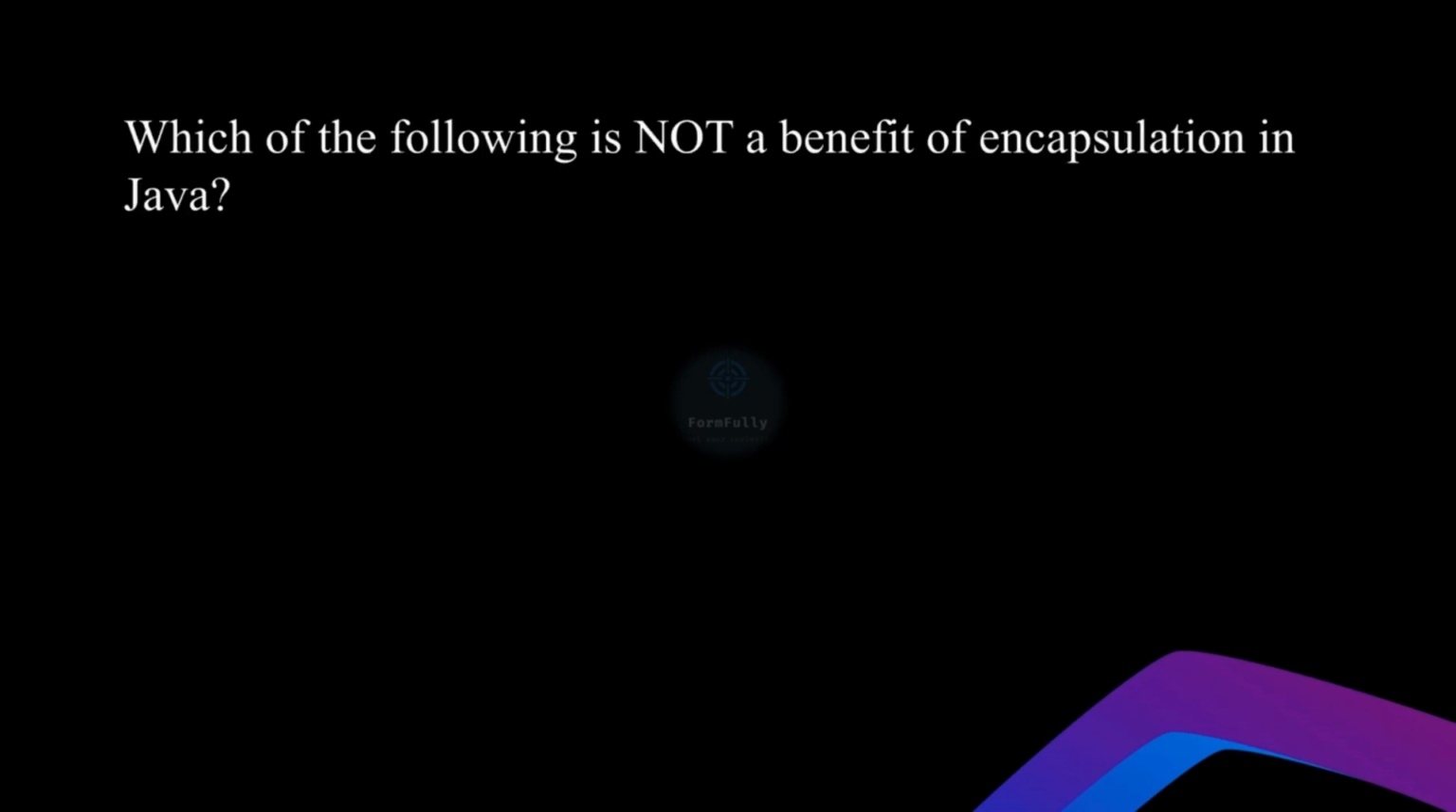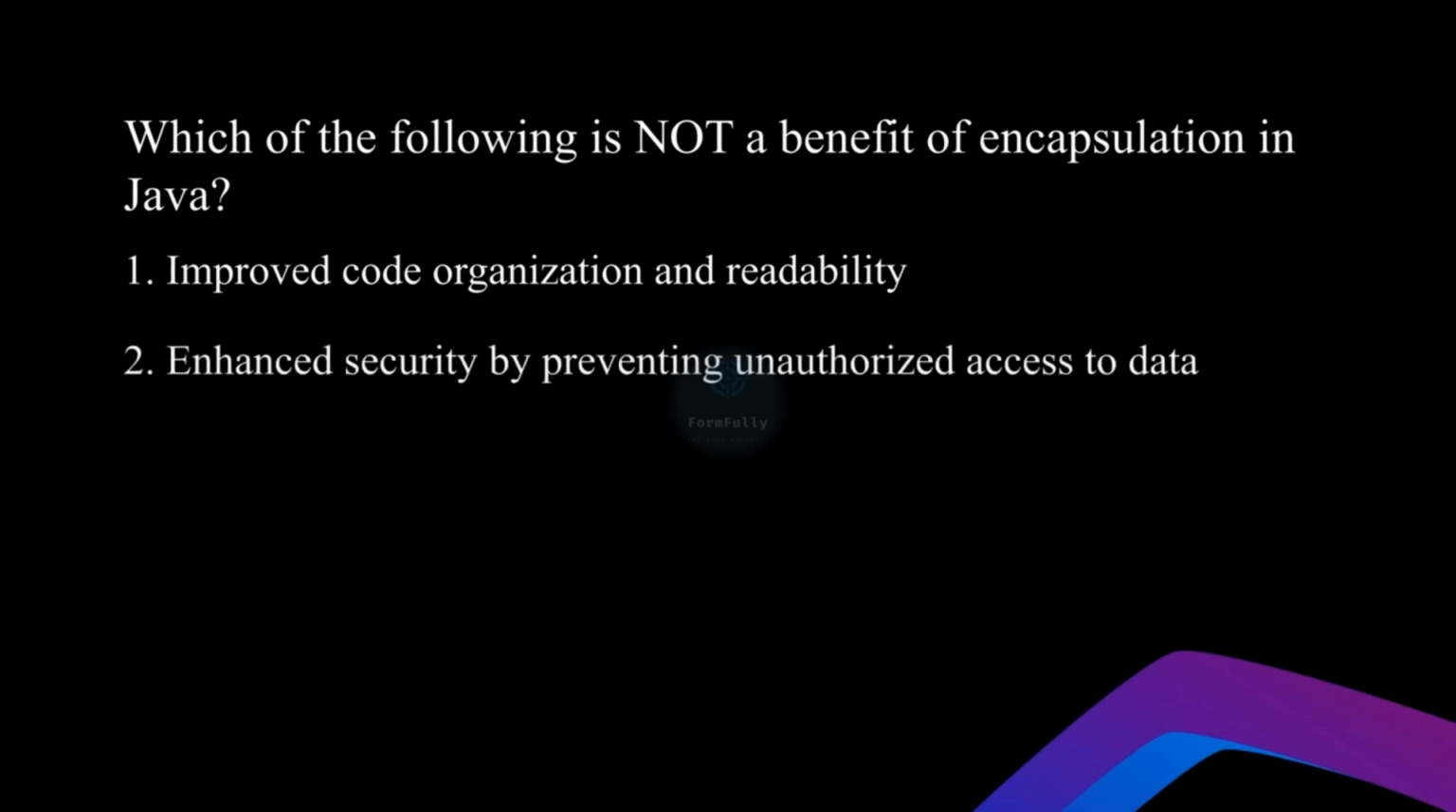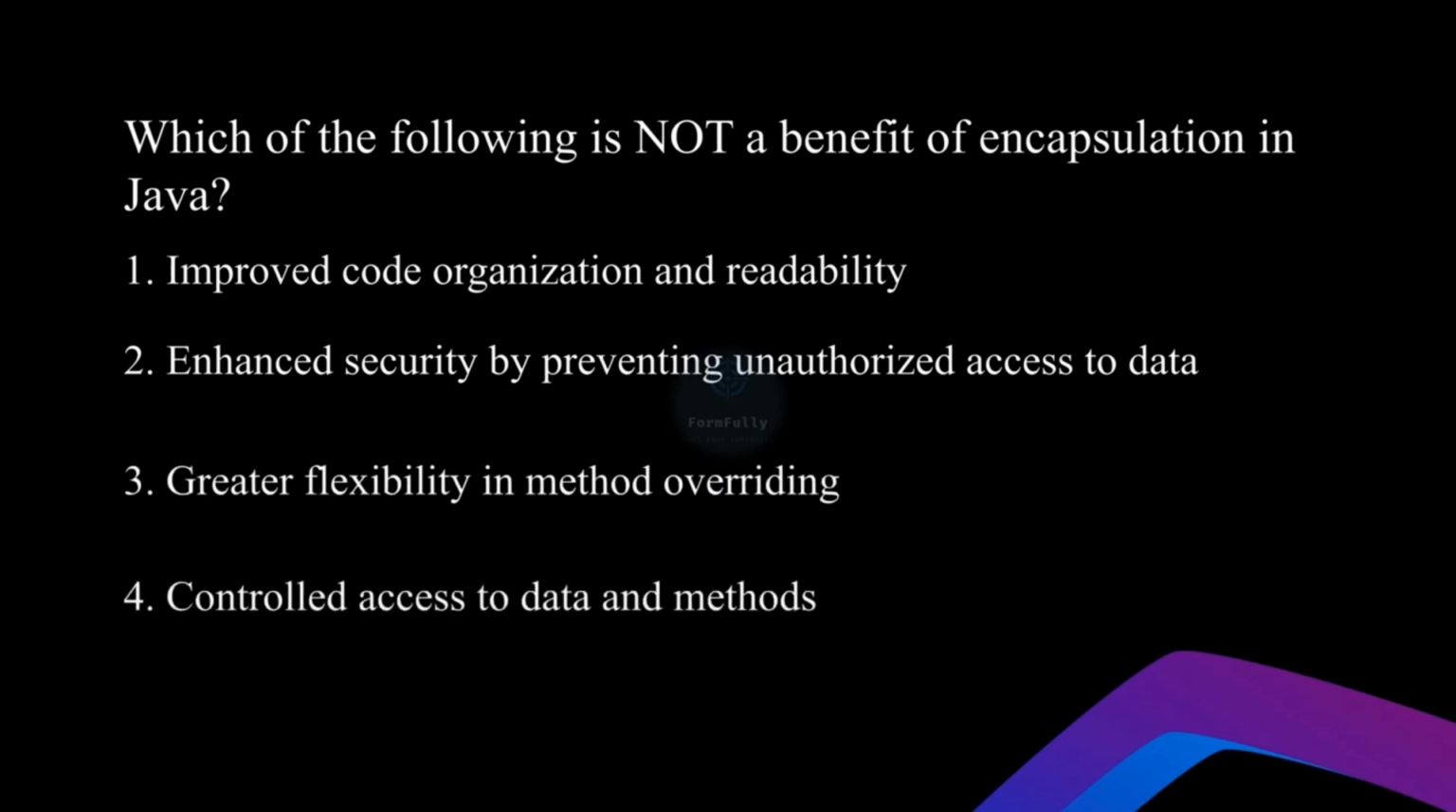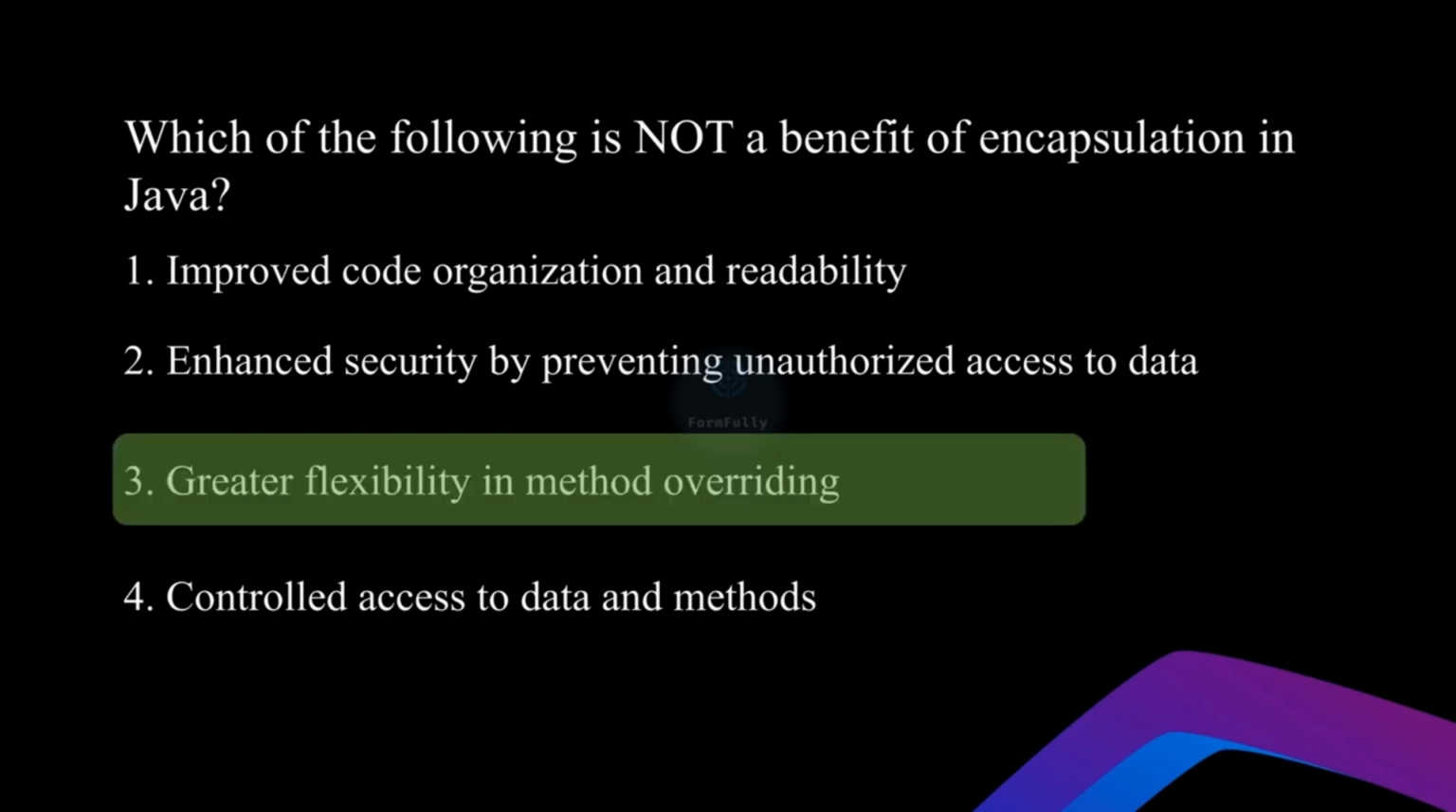Moving to the next question. Which of the following is not a benefit of encapsulation in Java? Options are improve code organization and readability, enhance security by preventing unauthorized access to data, greater flexibility in method overriding, controlled access to data and method. While encapsulation provides many benefits, it does not directly impact overriding and flexibility in method overriding. Encapsulation is primarily focused on protection and control access.